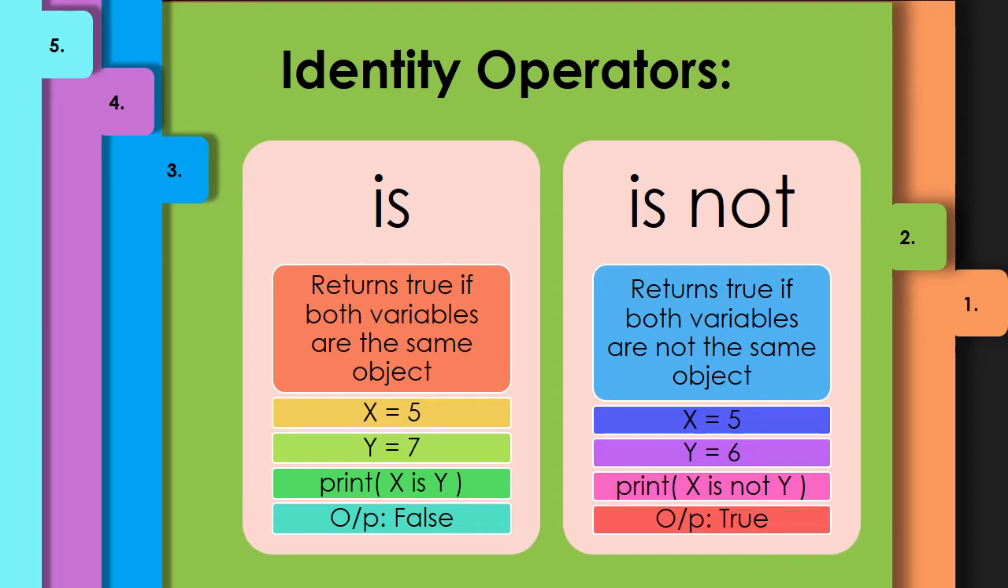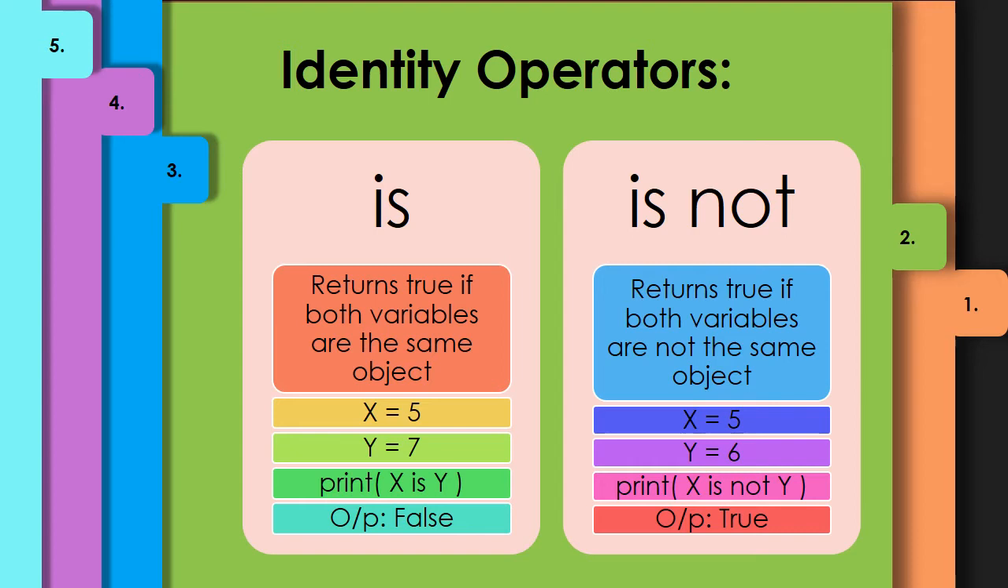So here we have two variables, x equal to 5 and y equal to 7, and we are checking the condition x is y. Now x is y means 5 is 7. It is not true. So it will return false when we print the output. Now is not will return true if both variables are not the same and both variables are different.